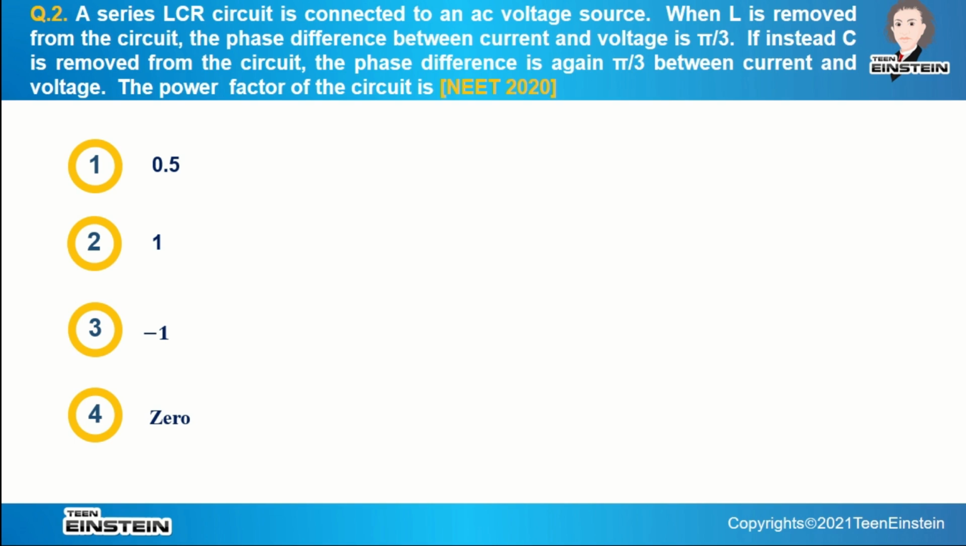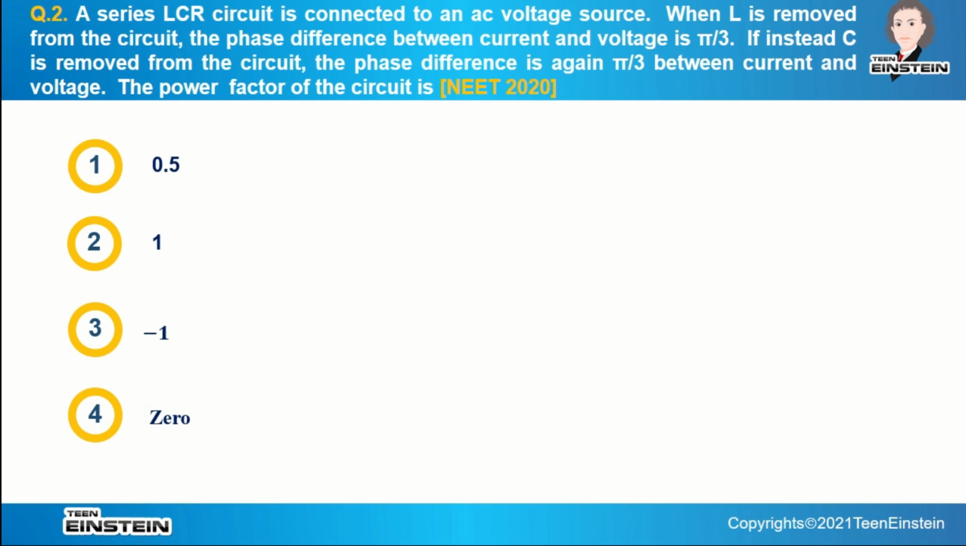So they want us to calculate the power factor of the LCR circuit under two conditions. The first condition is they are removing the inductor, so L is removed from the circuit, and it becomes an RC circuit. The second condition is they are removing C, so it becomes an RL circuit. When they do this in these two conditions, the phase difference seems to be the same.